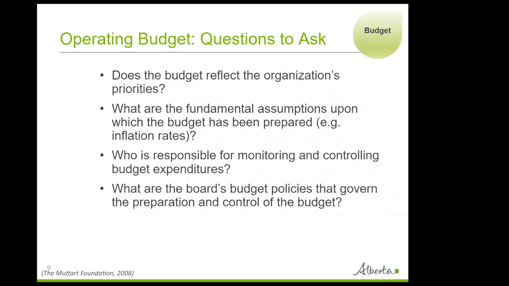What are the fundamental assumptions upon which the budget has been prepared? What has happened in previous years? When do you expect to receive money? When will you need to spend money? Do you expect the programs and services to be similar to the last year, or will they be different? What did you learn from last year's budget that you want to implement this year?